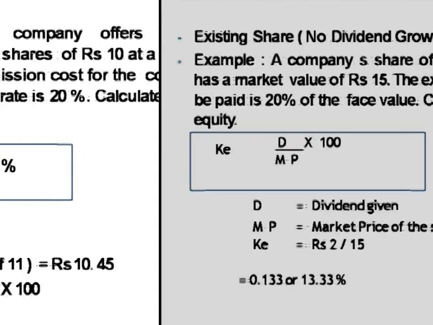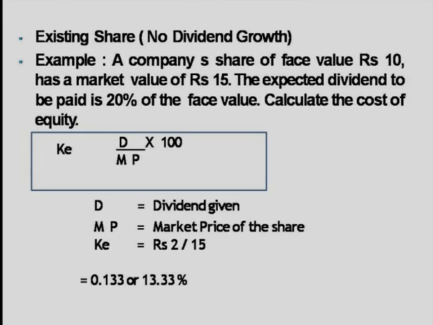Take one more example. In case of no dividend growth, the company share has face value rupees 10, and market value is already given in the question, that is 15. The expected dividend to be paid is 20%. So in that case, D is 2, the 20% of 10, and the market value would be equivalent to your net proceeds. So here you need not calculate any net proceeds, the market value is already given. So 2 divided by 15, your answer is 13.33. Now in second, the cost of newly issued equity.